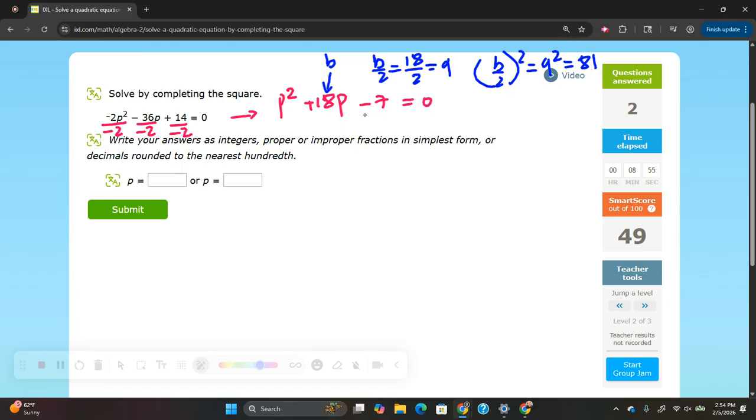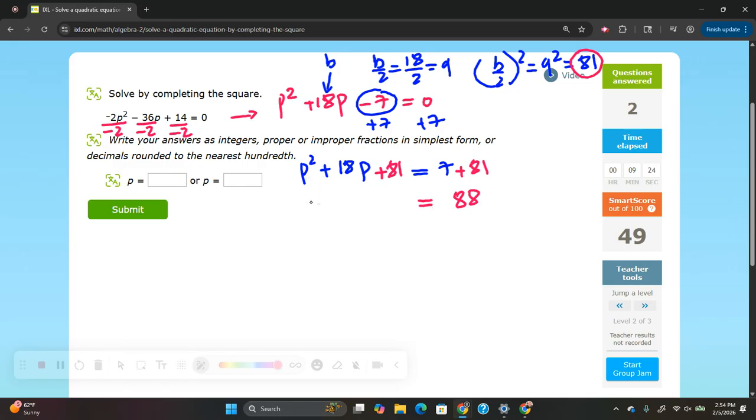I want the left side to become 81. First, I don't want negative 7 here, so plus 7 on both sides. So I come out with p squared plus 18p equals 7. Now I add 81 right here, making sure I add on both sides. Now the right side comes out at 88.